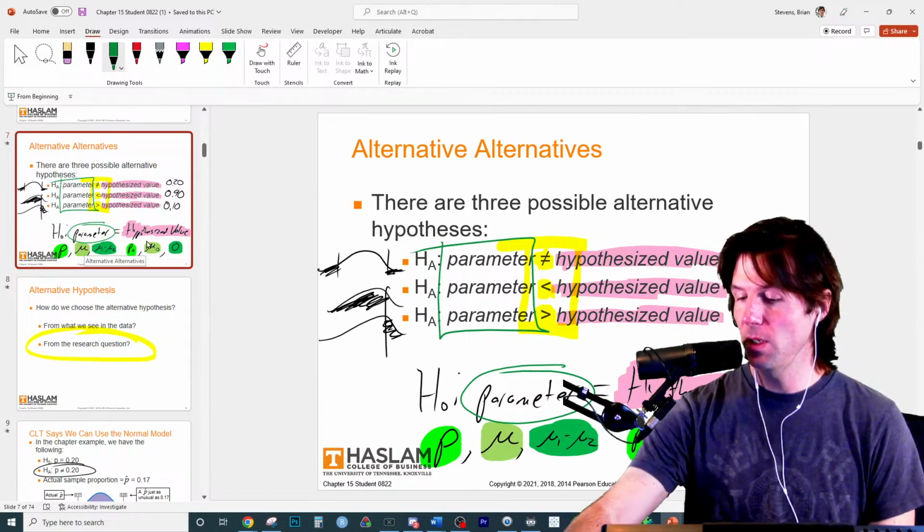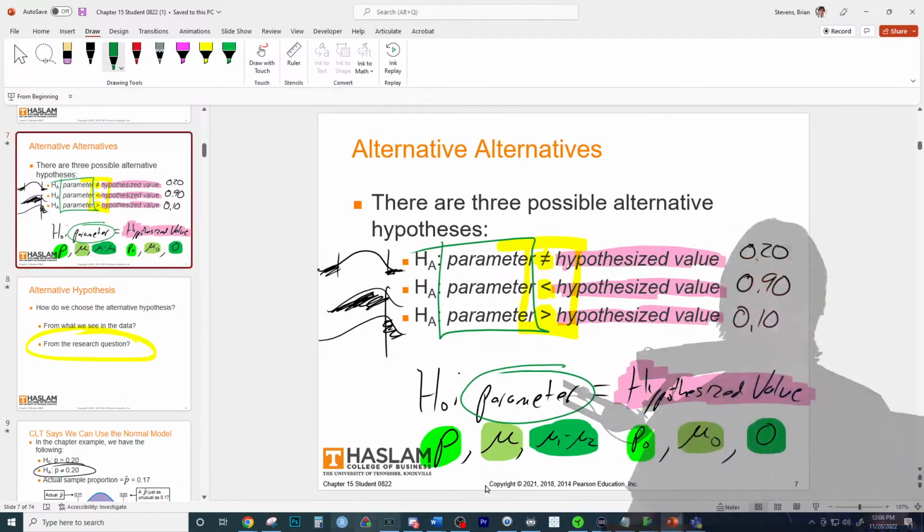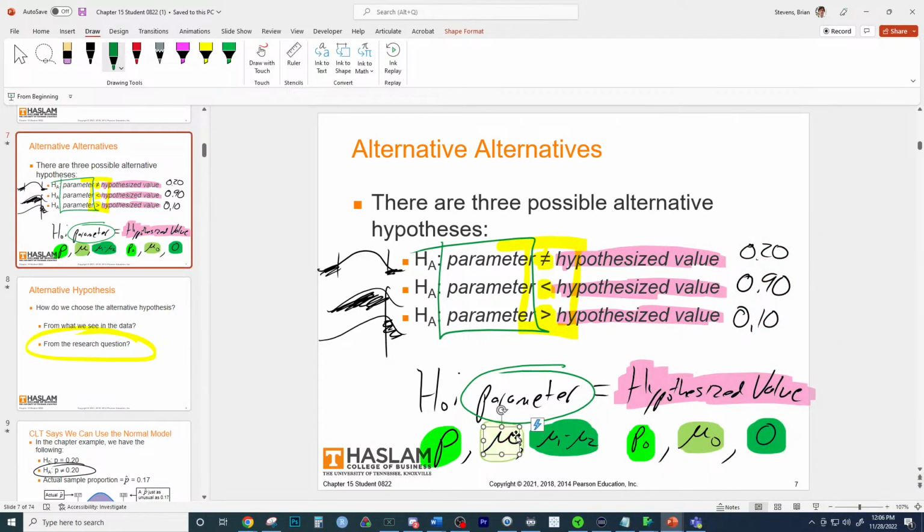The things we can put in for the parameter of interest are going to be P if it's proportions, mu if it's quantitative, or mu1 minus mu2 if it's the difference between two means. The hypothesized value will be known as P naught, mu naught, or usually 0 for the difference between two means. And the hypothesized value can technically be anything. This is sometimes called a lambda, like a change in, or is it a theta? I forget the notation we use for that because I don't write it very much. But we usually test that there is no difference. More on that in chapter 17.